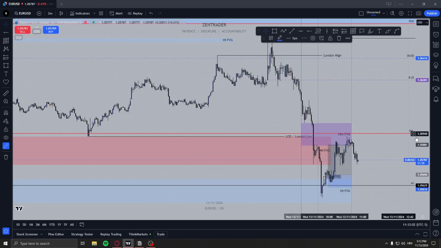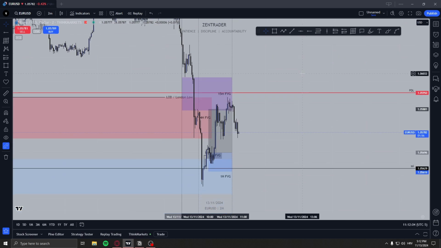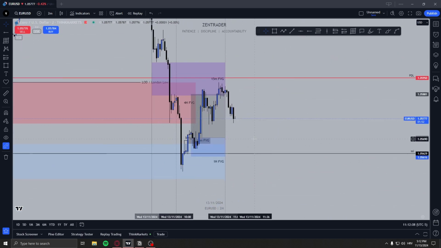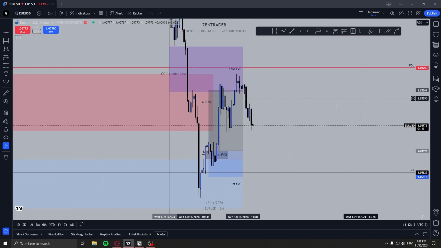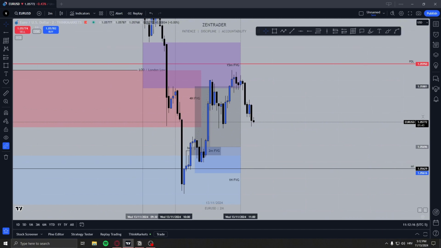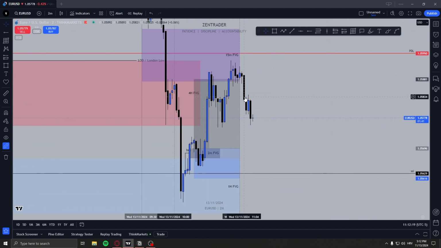So I did not see this one at all, which was, as you can see, the sweep of liquidity right here, and then the setup appears. So now it is A plus. Okay, so this is my missed setup, but that is fine because new setups always arrive every single day. So we just have to be there.